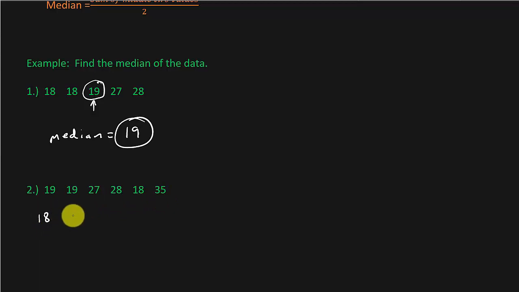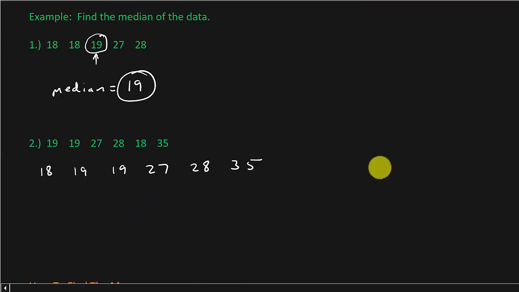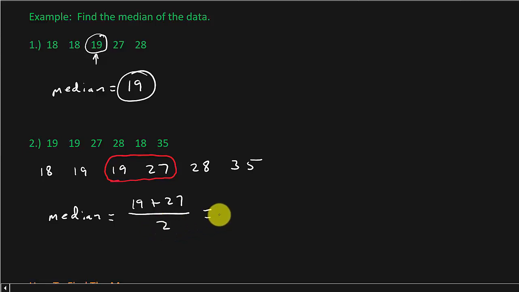So we've got 18, 19, 19, 27, 28, and 35. And so you can see we have an even number of values here. And you see here that the 2 numbers in the middle are these 2. You see that? And so the median is equal to 19 plus 27. You add the 2 numbers together and then divide by 2. And that's going to be 23.